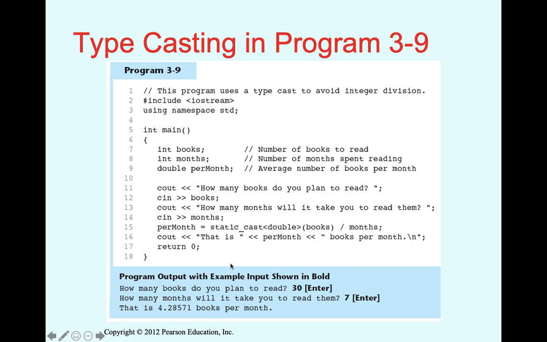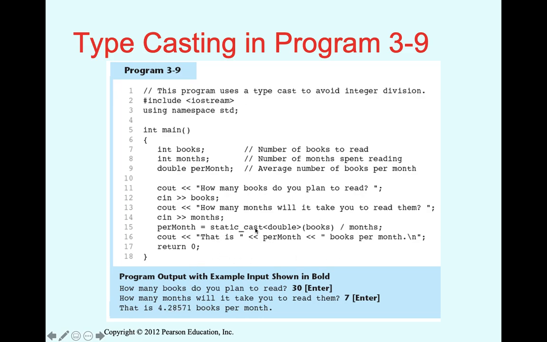We want to compute how many books he reads every month. So we have to divide books by months. But if you divide books by months, you will get an integer value. But we don't want an integer value, we want a double value. So in this case, you need to write perMonth equals static_cast<double>(books) divided by months. Like, change books into double first and then divide it by months, so that you will get a double value in the output. So when we print it, we will get a double value.